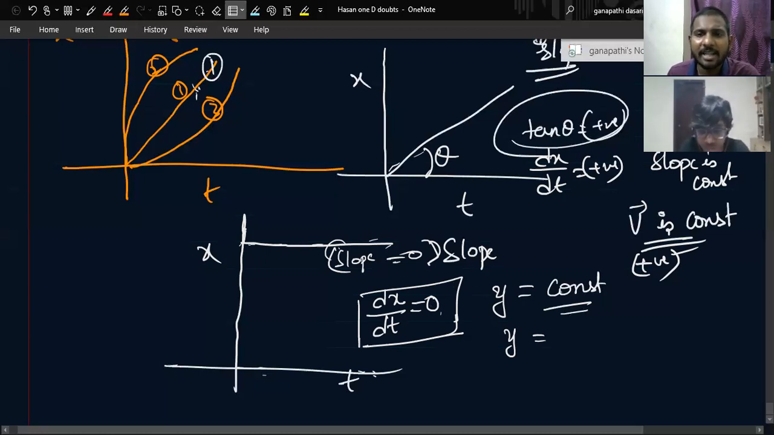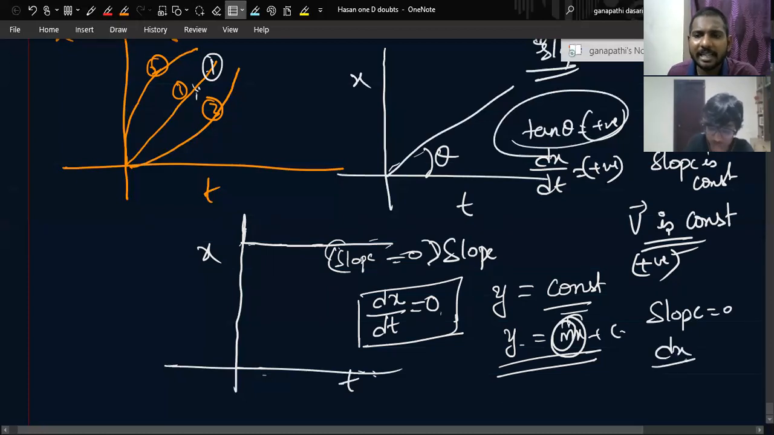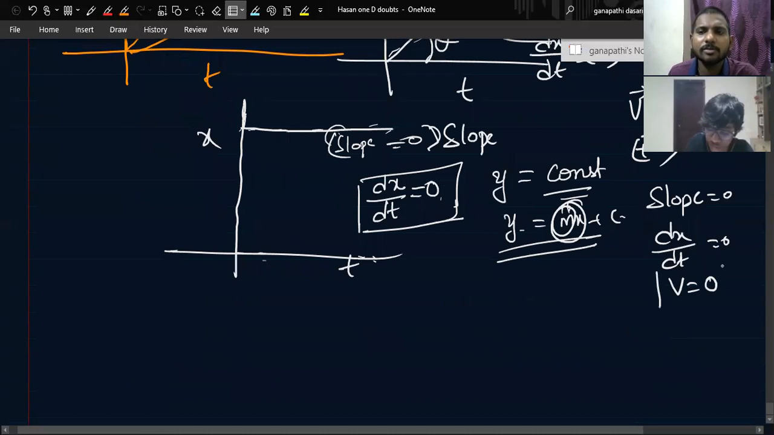That means y is equal to constant is what? Y is equal to mx plus c, m is 0, that means entirely y is equal to constant. That means dx by dt is 0, that means slope is equal to 0. Dx by dt is equal to 0, that means velocity is equal to 0. You got this?